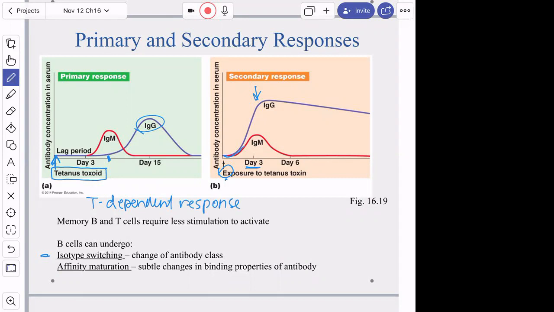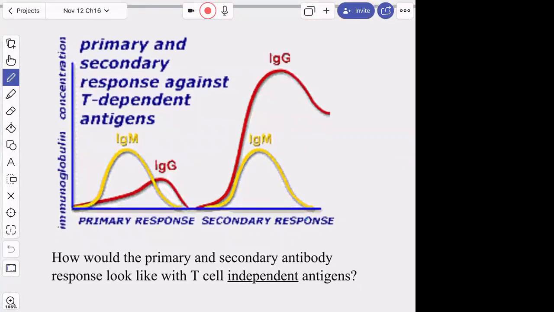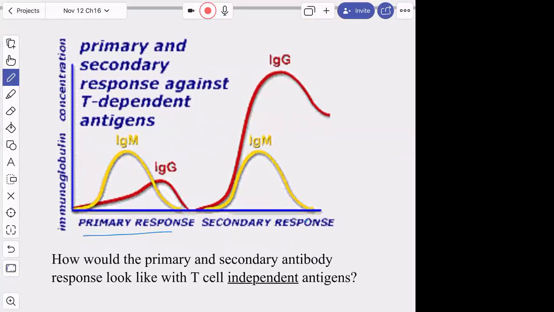Okay, so here is from another source, basically the same kind of graphic. Primary response, if say it looked like this on the left, second time somebody encountered that antigen, a T-dependent antigen, we'd get more IgG, probably even a little faster. What about the primary response and the secondary response if you're dealing with a T-independent antigen? What do you think our secondary response would look like if this was a T-independent antigen?